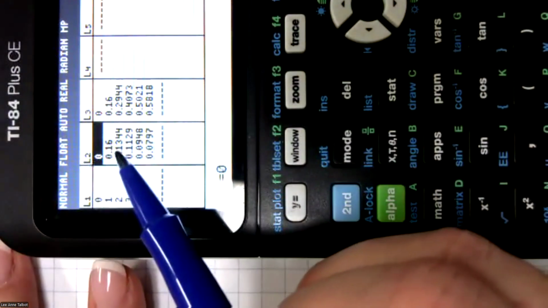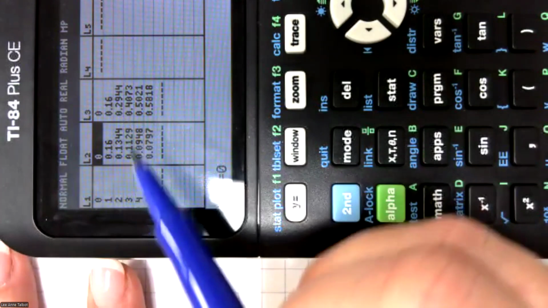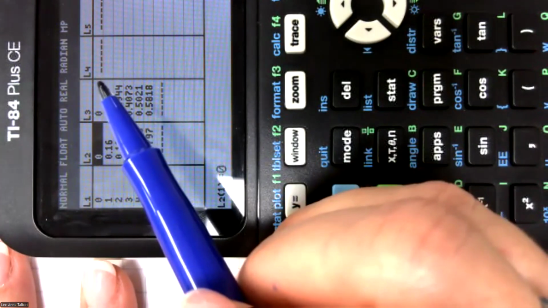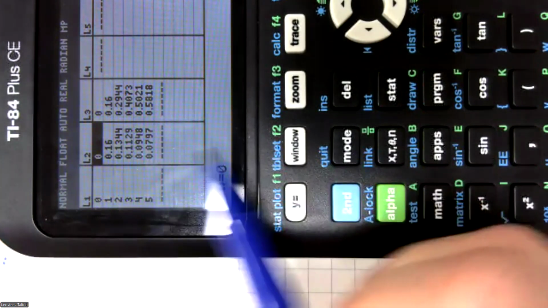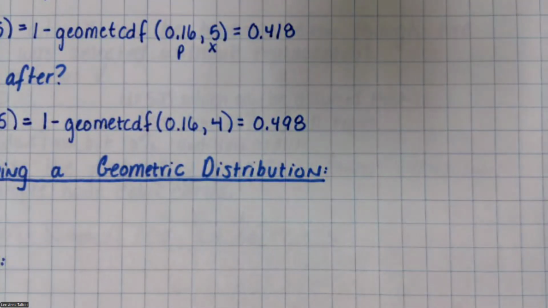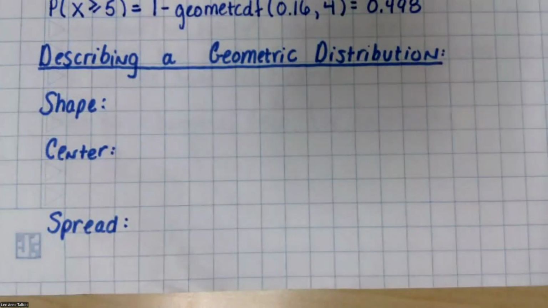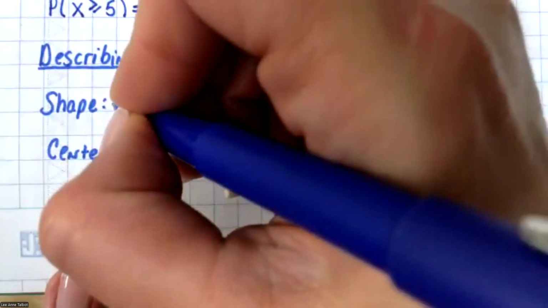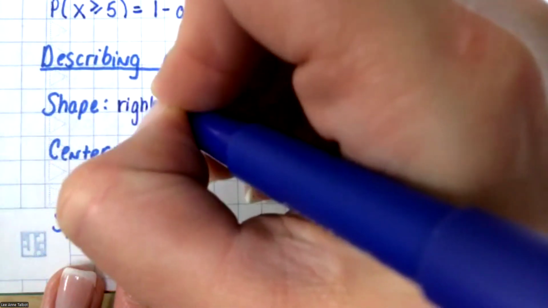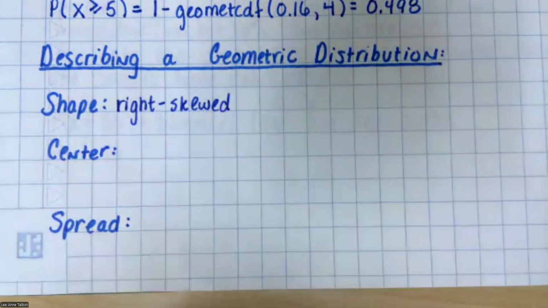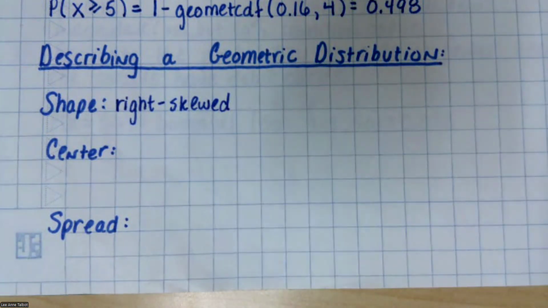I like to think of it this way. So if I turn my calculator this way, I can think of these as bars. And this is the highest bar, right? So then my tail would be over here, so it'd be right skewed. All geometrics are right skewed. There's no thought process. You don't have to do a formula to prove it's normal. It's not going to be. Yep. It's amazing. It's the best thing ever.